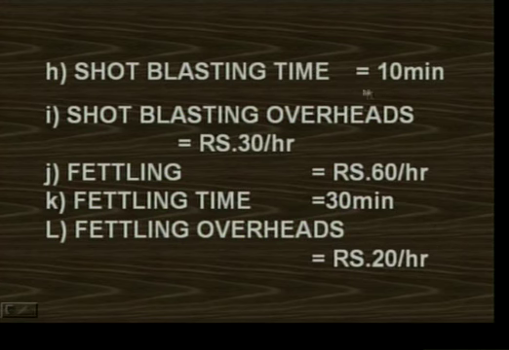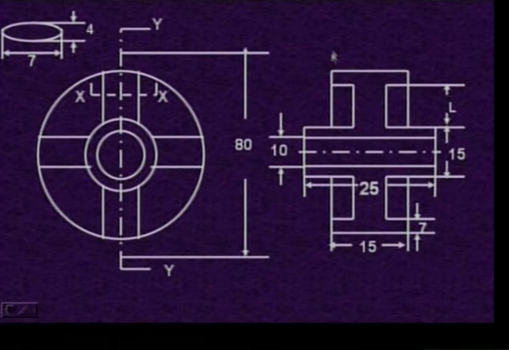The shot blasting time is 10 minutes, the shot blasting overheads are 30 rupees per hour, fettling is 60 rupees per hour, the fettling time is 30 minutes, the fettling overheads are 20 rupees per hour. The engine flywheel elevation and side views are shown in this figure with dimensions. Here it is called rim of the flywheel, it is called hub of the flywheel, it is called arms of the flywheel. The arms of the flywheel are elliptical in cross section.